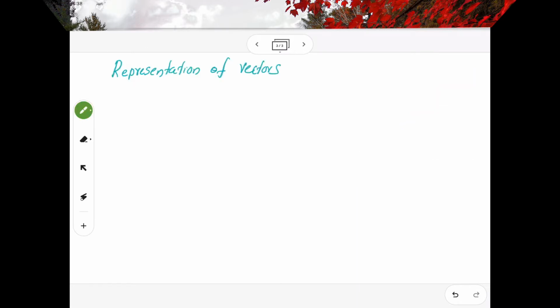Now how do we represent a vector? For example, a vector PQ will be represented like this. This is my vector PQ. This is the tail of the vector and this is the head of the vector. So I can write this vector like this, vector PQ. Vector PQ means a physical quantity having both magnitude and direction, for example velocity.